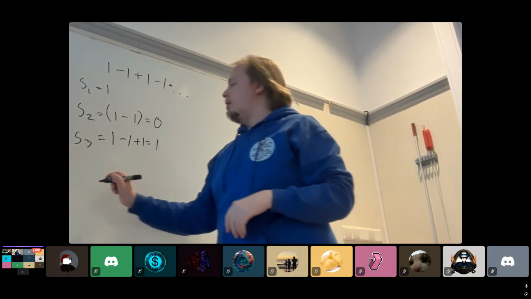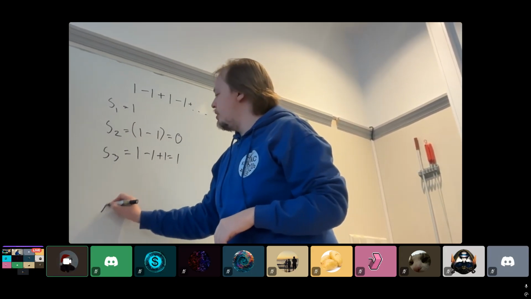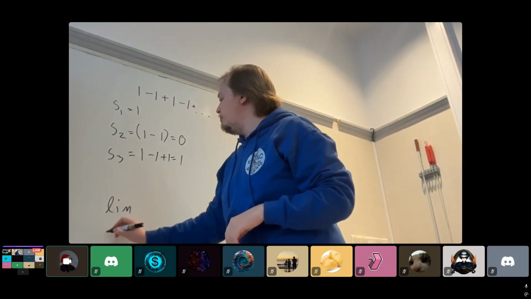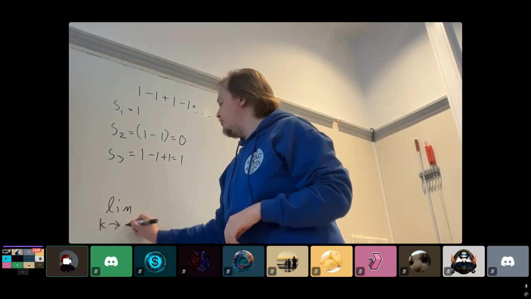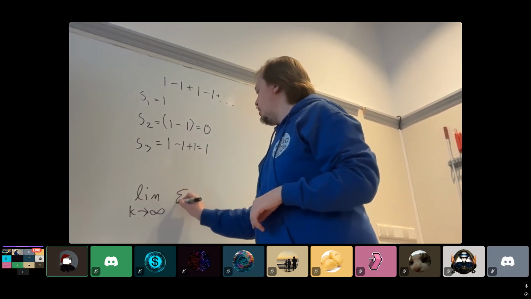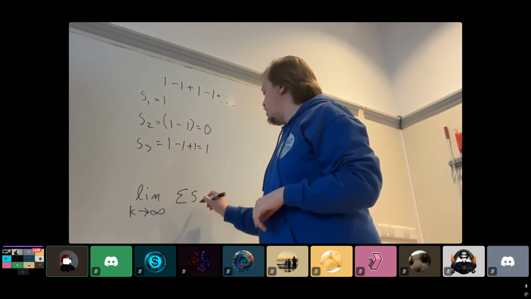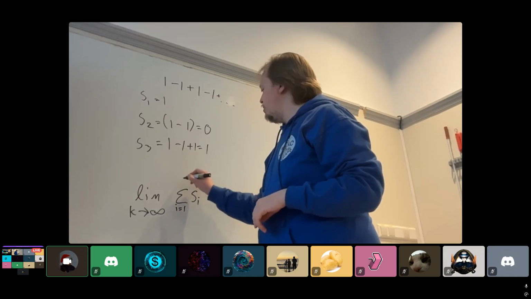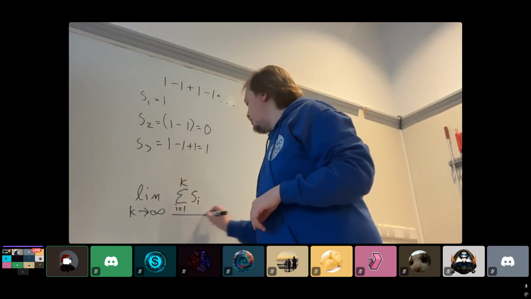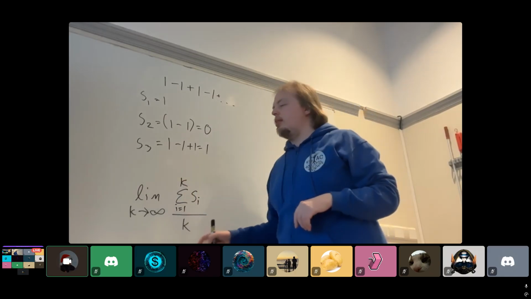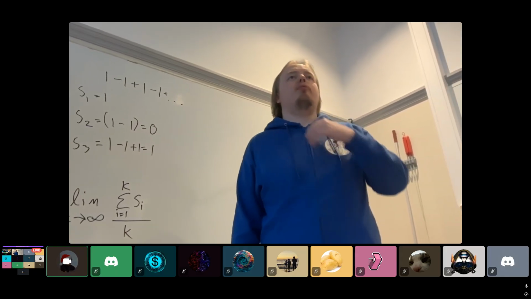And then the question is, what is the average value of these S when you take infinitely many of them? So mathematically, I would write it as: what is the limit when k goes to infinity of the sum over S_i, i equal 1 up to k, and then we divide by k. So this is what the problem asks you to compute.